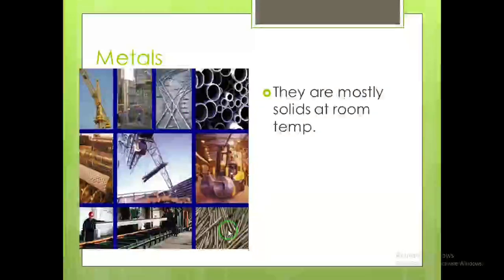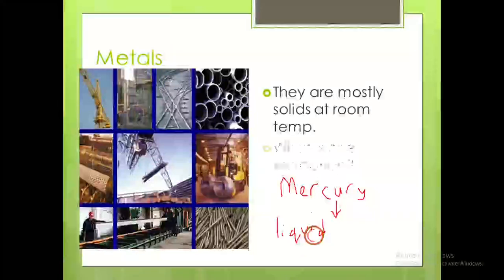Now, metals are usually solid at room temperature, except one. And the exception to this is mercury, which is what? Liquid at room temperature.